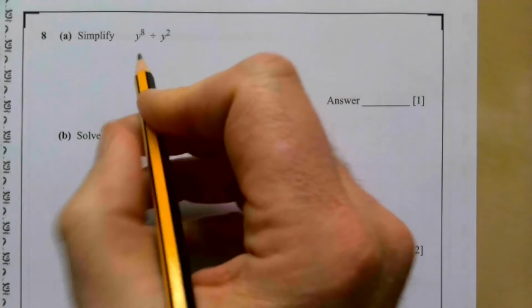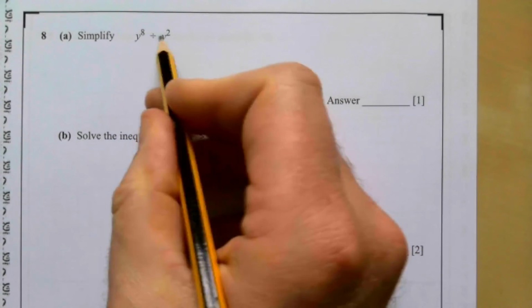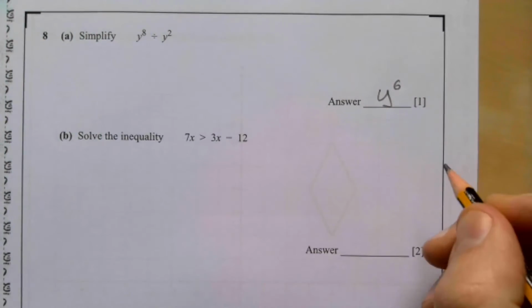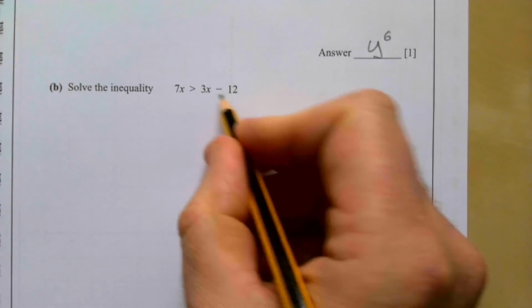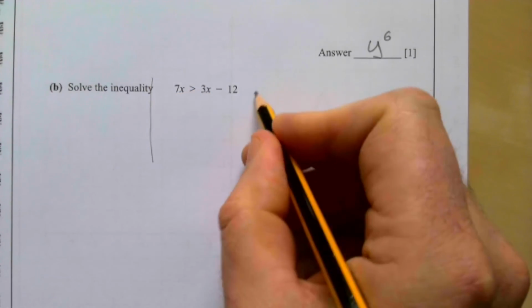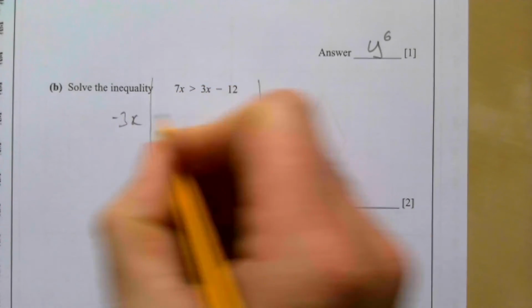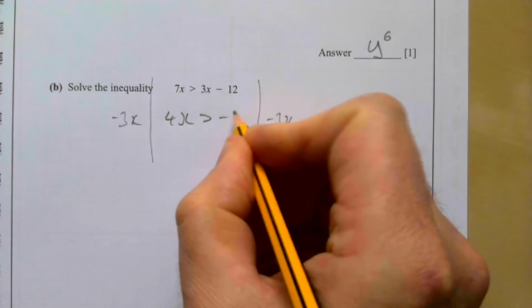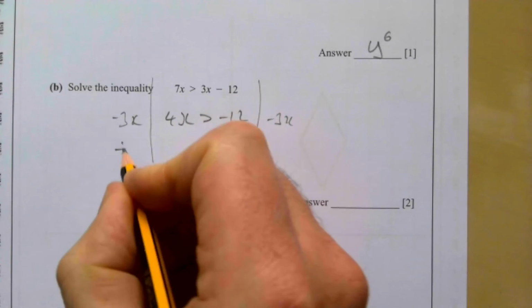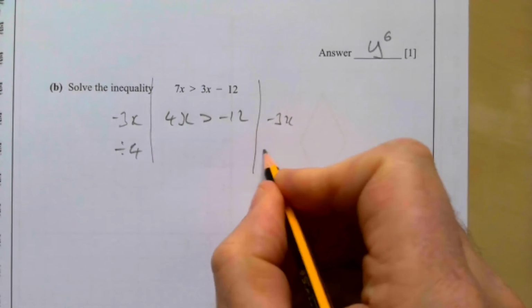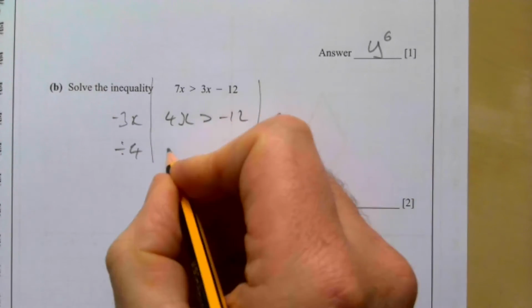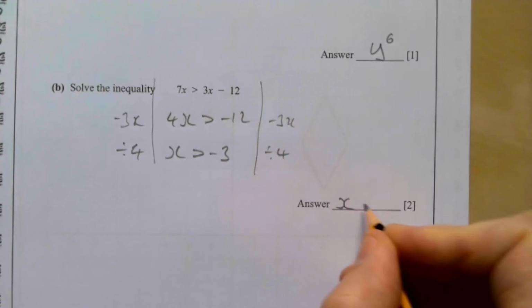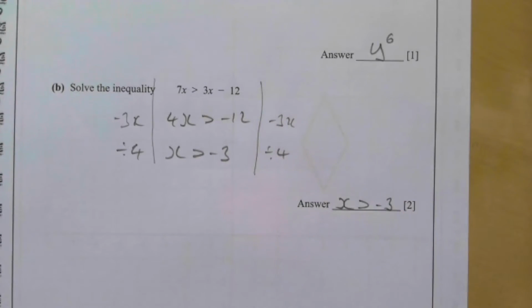Part A, we have to solve this. So y to the power of 8 divided by y to the power of 2. We subtract their indices here. So we would have y to the power of 6. Solve this inequality. I'm going to take away 3x from both sides. That's going to give me 4x is greater than minus 12. I'm then going to divide by 4. I'm going to get x is greater than minus 3.